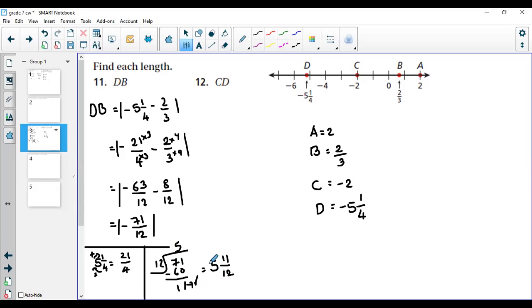So the quotient becomes the whole number and the remainder becomes the numerator, and the denominator remains the same because the denominator doesn't change. So this equals the absolute value of negative 511 over 12, which means the distance between D and B is 511 over 12.